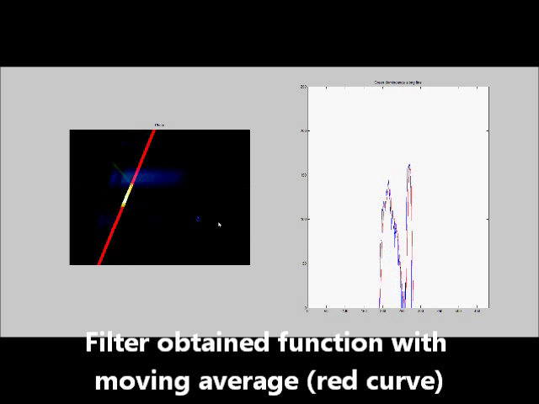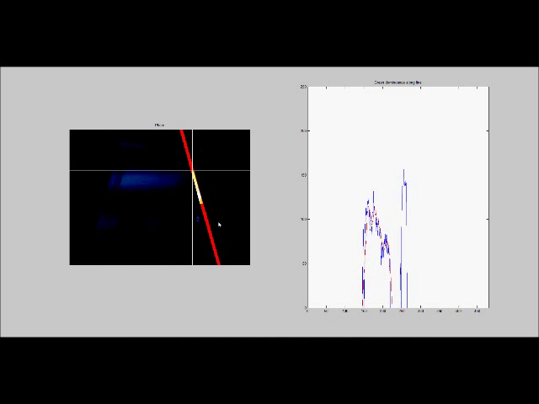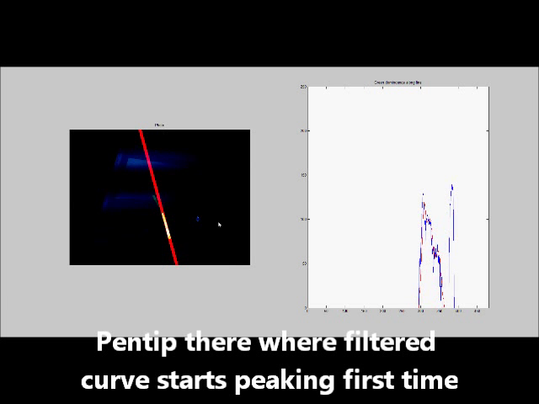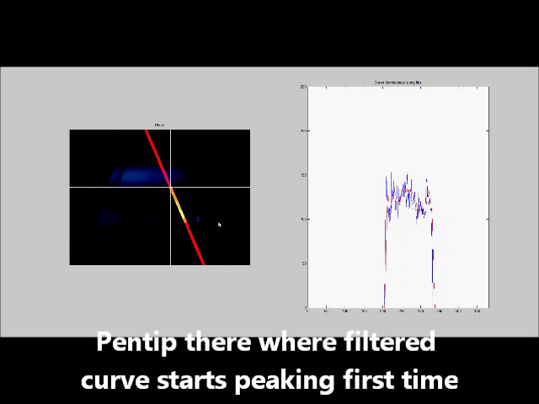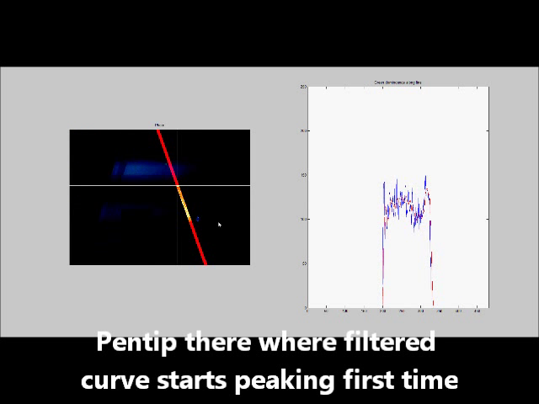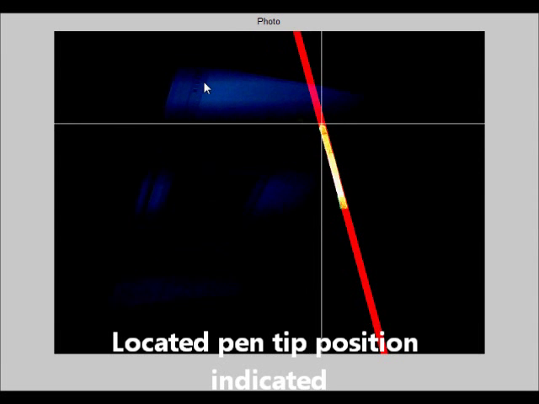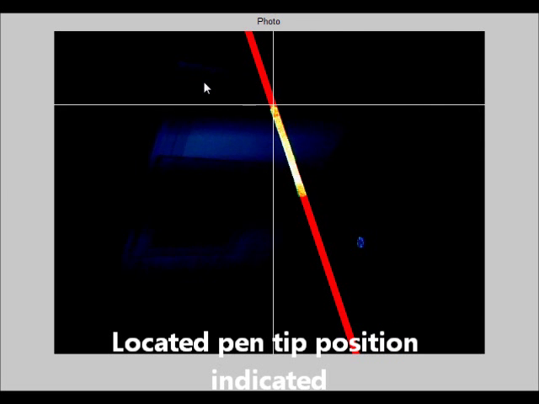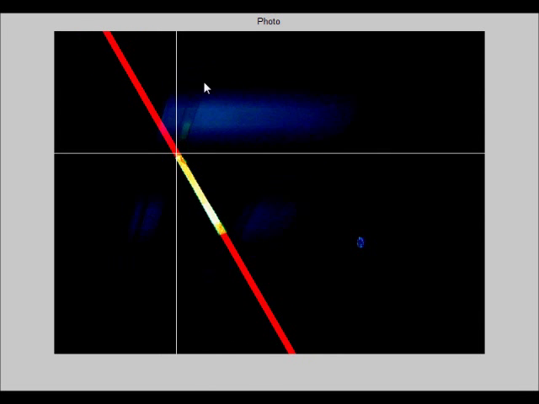This function is then passed through a moving average filter to get rid of too large fluctuations. The result is plotted in red on the same graph. The filtered vector is then used to locate the tip of the pen, which is taken to be where the red curve starts to increase a lot. You can see the location of the detected position of the pen tip on the camera frame. It is at the intersection of the horizontal with the vertical white line.